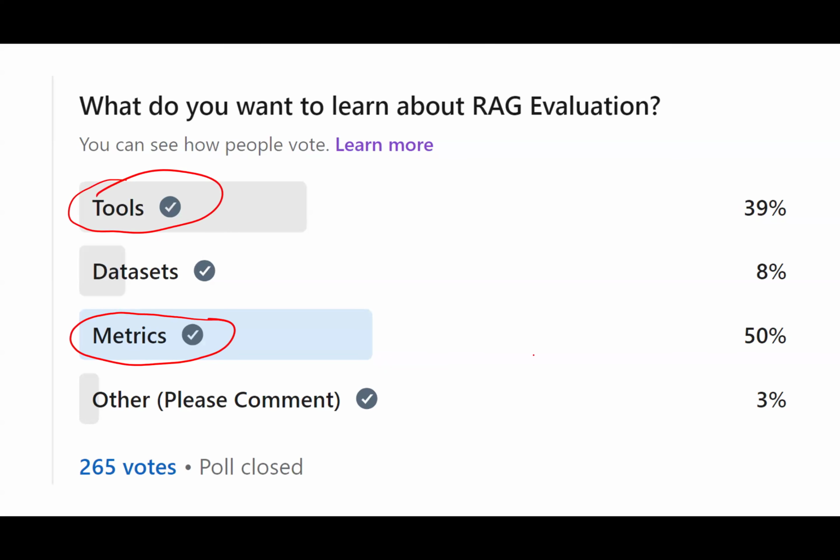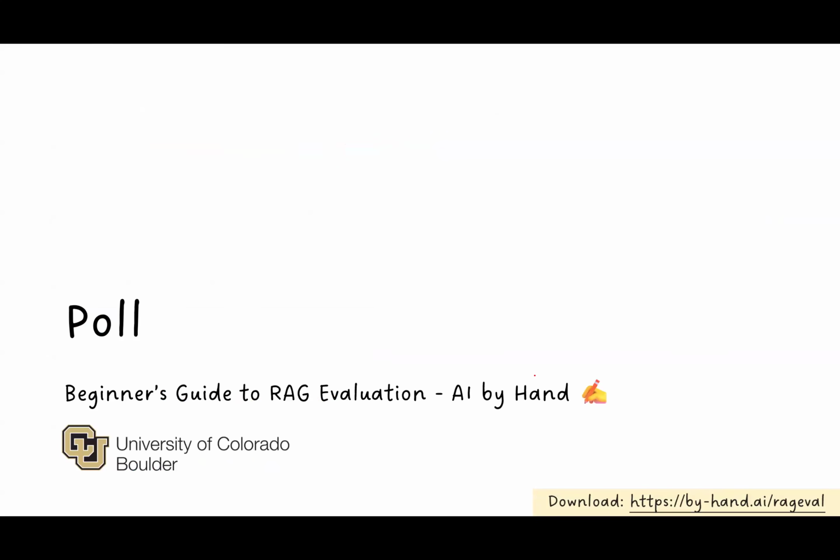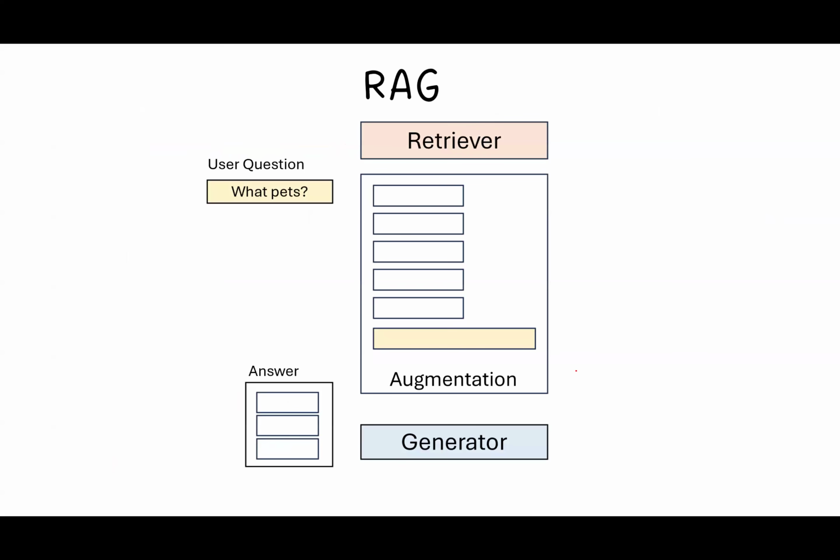But before I go really into the RAG evaluation, I'd like to give a quick overview of what RAG is. RAG stands for Retrieval Augmented Generation. The way that I like to illustrate RAG is as follows. We start with an application such as a Q&A or a chatbot. A user might have input, for instance, a question. The user asks what pets.